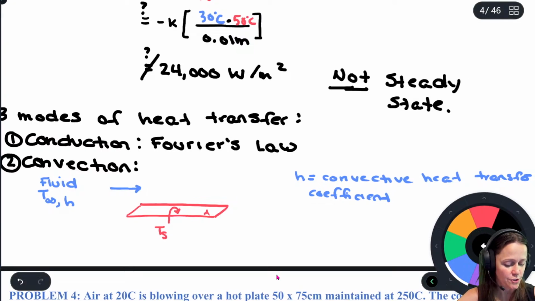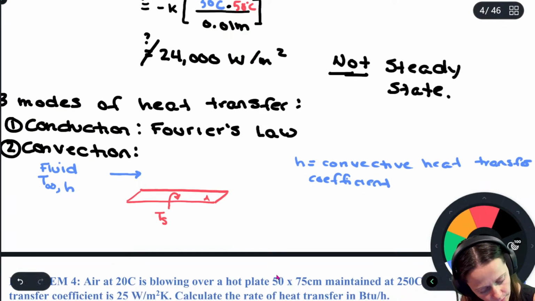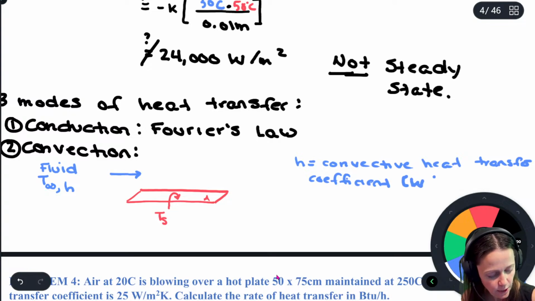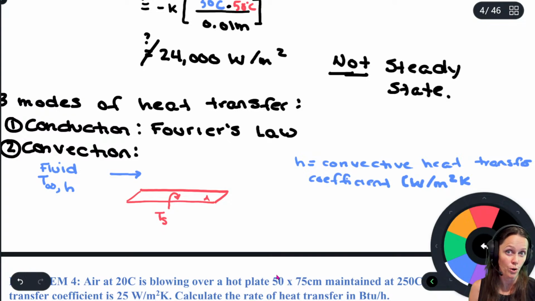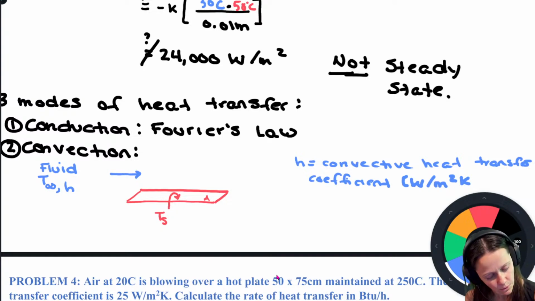So that convective heat transfer coefficient is going to be in watts per meter squared Kelvin, or could be, again, watts per meter squared degrees Celsius. It doesn't matter. If it's 10 watts per meter squared Kelvin, it's going to be 10 watts per meter squared degrees Celsius. So there we go.